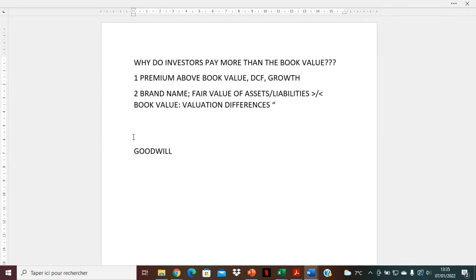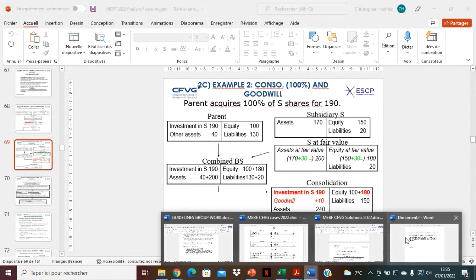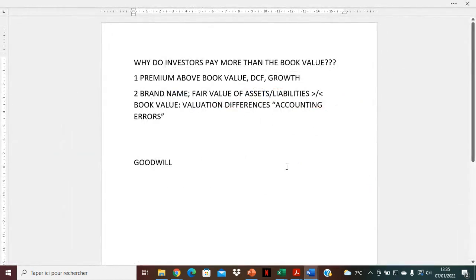That means, in a sense, here we are talking about accounting errors. Obviously, it's not accounting errors in the sense that we made a mistake or the financial statements are wrong. It's just that my balance sheet here reflects accounting regulation that is based on historical cost. In an acquisition process, the fair value is what's interesting me. And therefore, economically speaking, this balance sheet is wrong. Therefore, we have accounting errors.